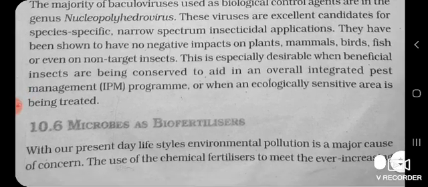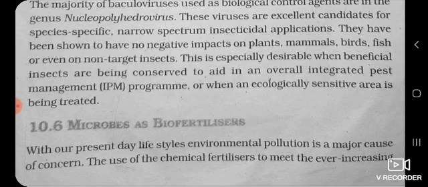They have been shown to have no negative impact on plants, mammals, birds, fish, or even on non-target insects. So they do not have other impacts or effects on the plant, mammal, bird, or fish. So all such organisms are not killed or damaged by these viruses. This is especially desirable when beneficial insects are being conserved to aid in an overall integrated pest management program or when an ecologically sensitive area is being treated.